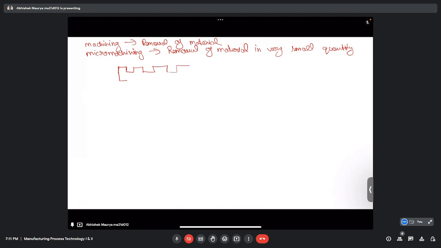Suppose this is 10 micron thick silicon material. In the semiconductor industry, the majority of components are made from silicon. Whatever chips, processors or solid state storage devices you see, all are made by micro machining processes, photolithography processes. There we are creating very small features like this.